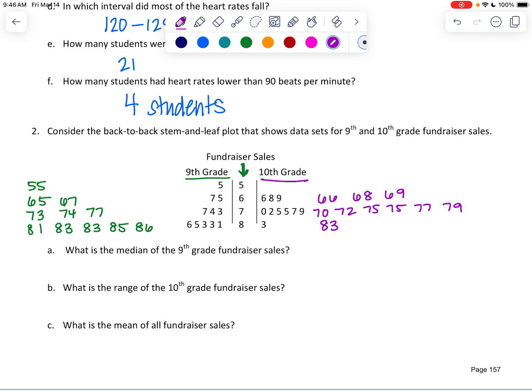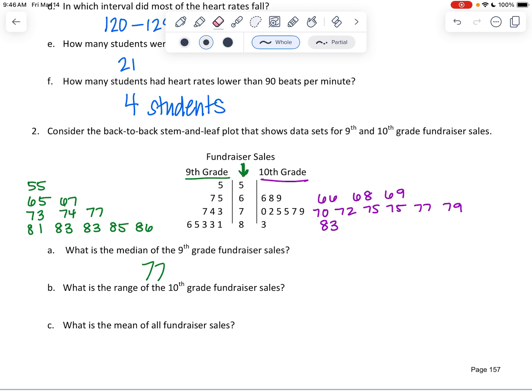That's it. Okay. So it says, what is the median of the 9th grade fundraiser sales? So what's the middle number in your 9th grade fundraiser? Well, you can cross them off from the smallest to the biggest, and you just cross off the next smallest and the next biggest, and so on, and it's a 77. 77 is left. That's your one in the middle. So we got a 77. Okay, so there's the answer to that one. So the math that we're doing is the same as what we've been doing. It's just displayed in a different way.